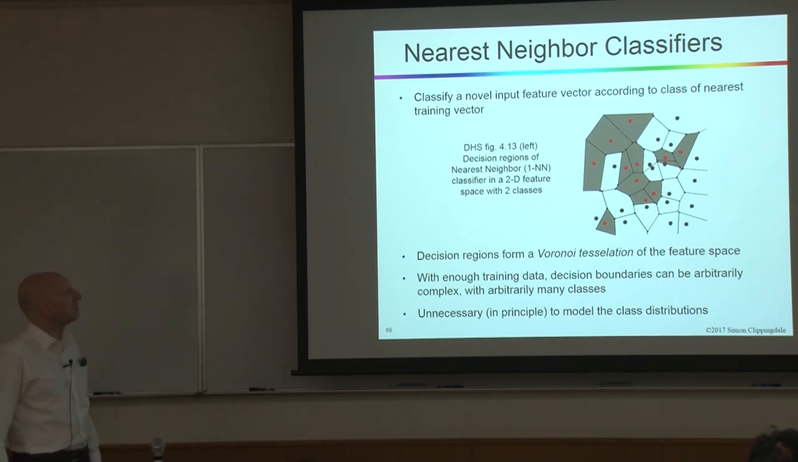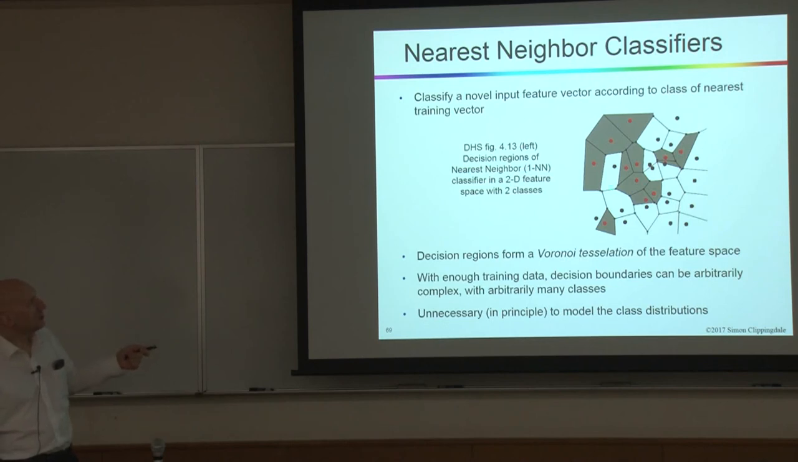Nearest neighbor classifiers are probably the most common type of classifier that you'll come across. The idea of a nearest neighbor classifier is that we classify a novel input feature vector by the class of the nearest training vector. We have a big set, ideally, of training vectors such as these red and black examples, and they're labeled, so we know that this is an example of the red class and this is an example of the black class, and we simply assign an input vector to whichever class the nearest training vector to it comes from.